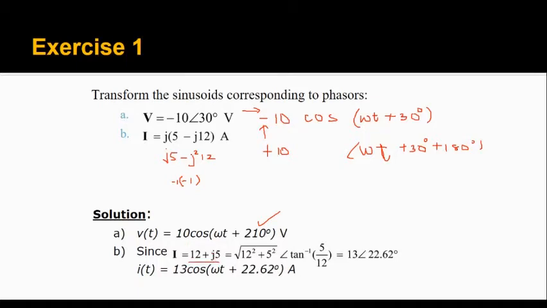Then you need to change this, because this one is in rectangular form. Please change this into polar form. In the polar form, then only you have this as your Im. So we write this down in terms of the cosine function: Im cos, with the angle 22.62. So you will get this one.